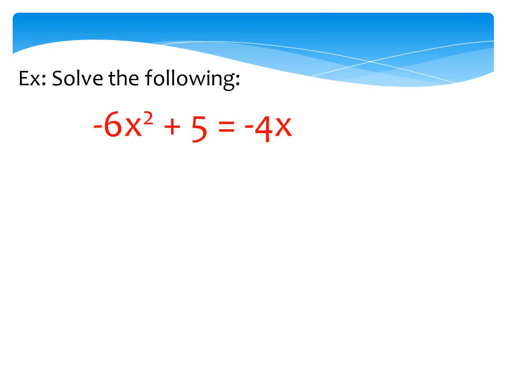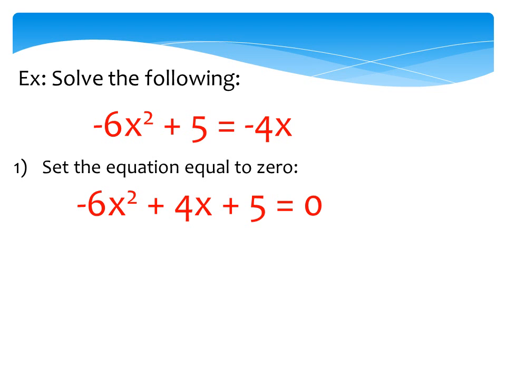Let's take a look at another example. Here we have negative 6x squared plus 5 equals negative 4x. Now we want to, again, set this equal to 0. So notice how we have a negative 4x on the right-hand side. To move it to the other side, we need to add it.